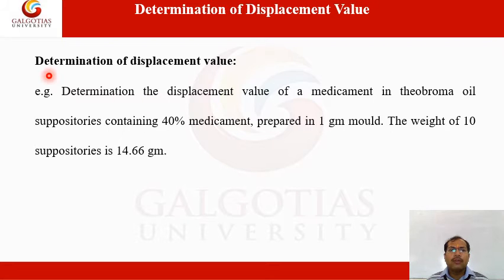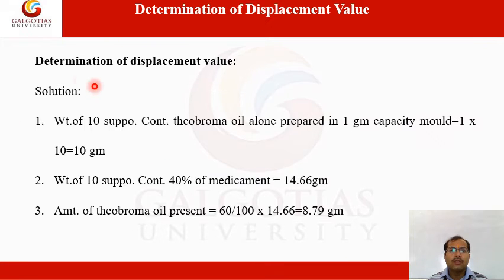Now, an example of how to determine the displacement value. For example, determination of displacement value of a medicament in theobromine suppositories containing 40% medicament prepared in 1 gram mold. The weight of 10 suppositories is 14.66 gram. Now, we will discuss how to solve this question.